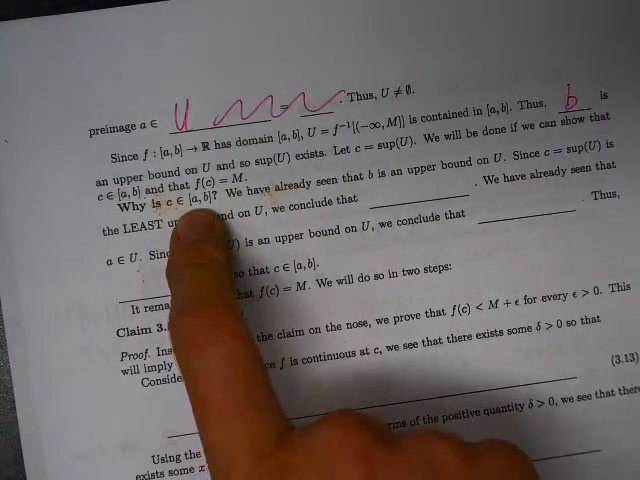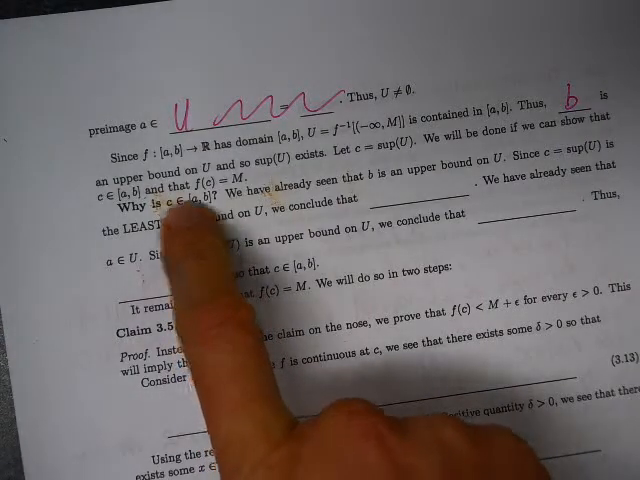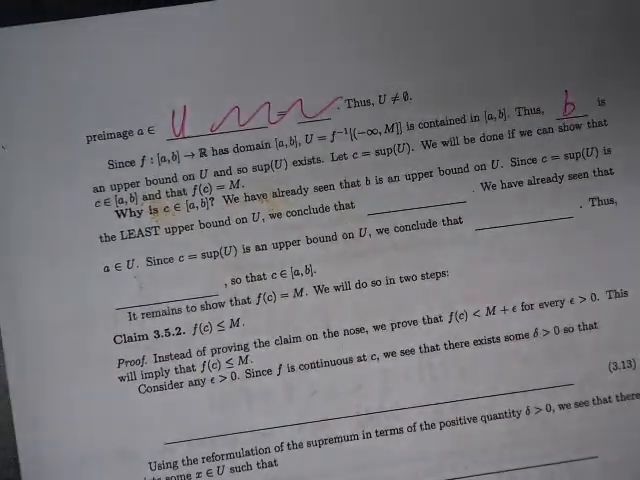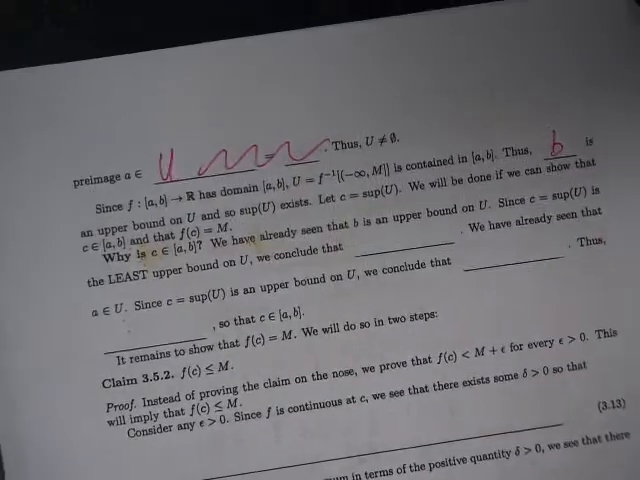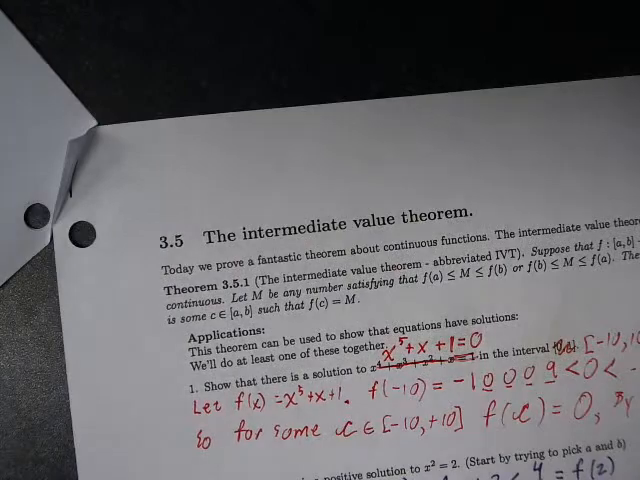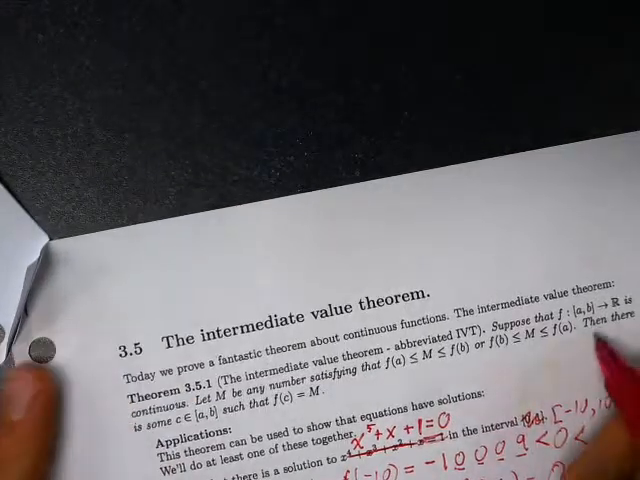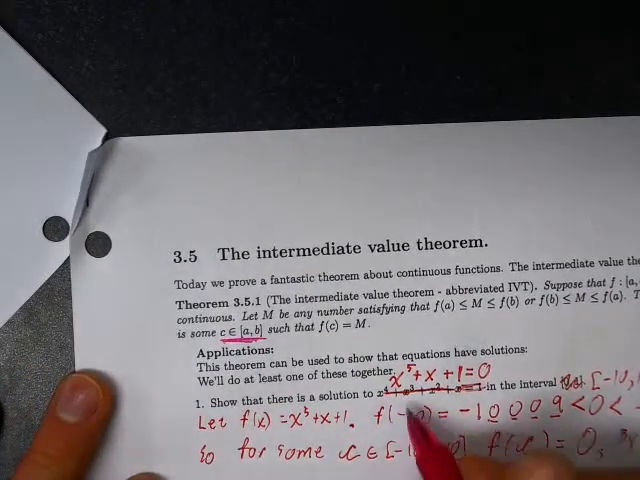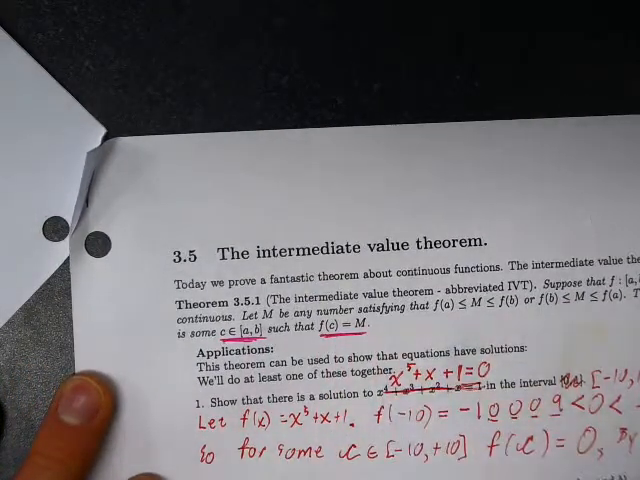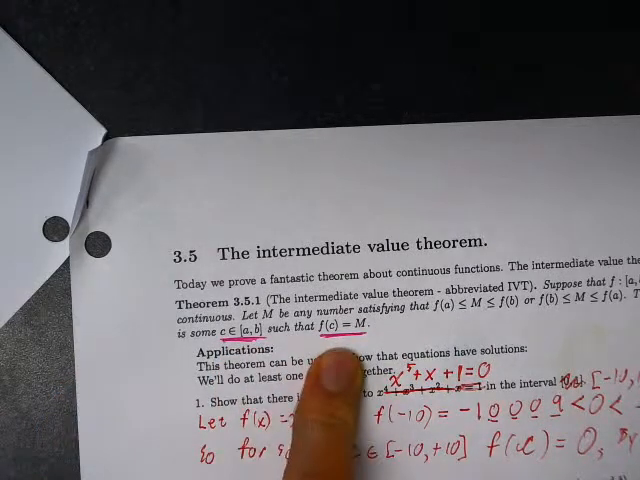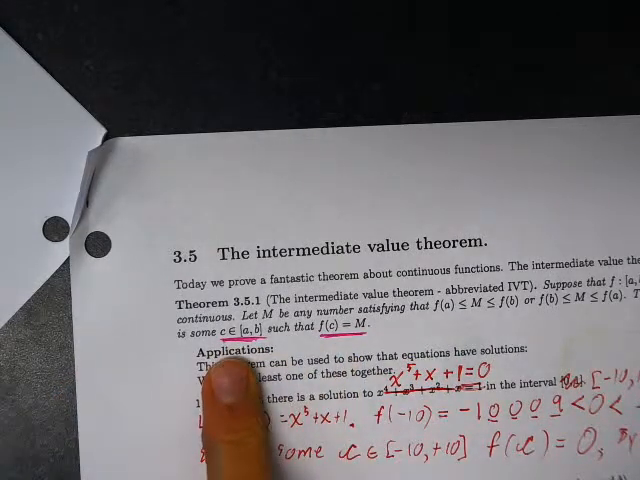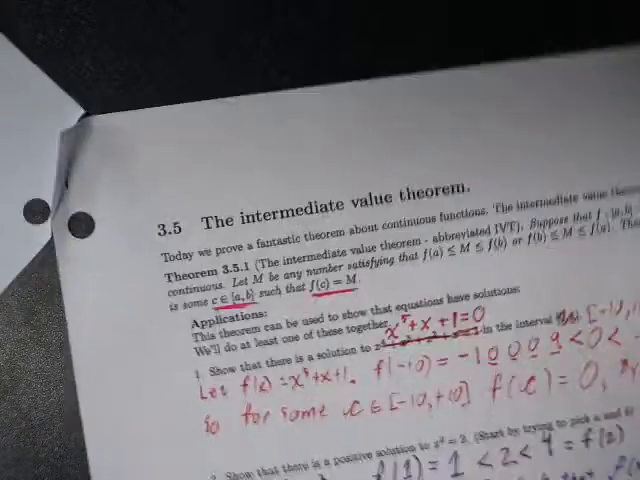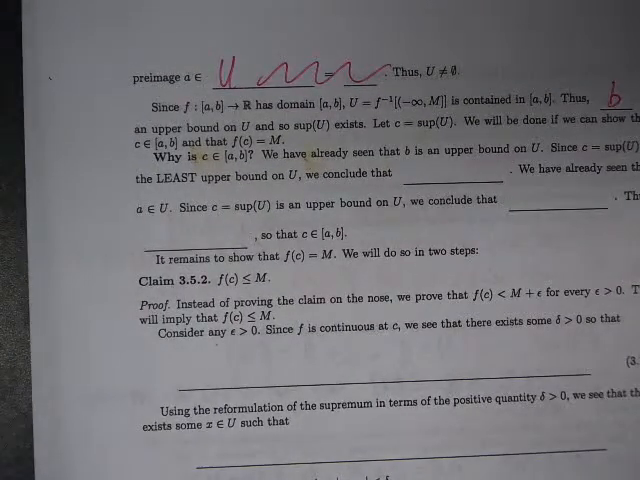So let's see, what do we need? We know that this C exists because the set has an upper bound. Let's look at all of the things that we need this C to satisfy. We need a number C in the closed interval between A and B, for which f of C is equal to m. In order to even talk about what f of C is, C had better be in the interval from A to B. This should be the easy part. Why is C in the interval from A to B?